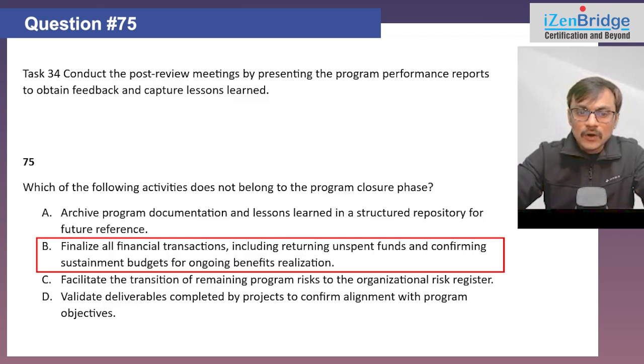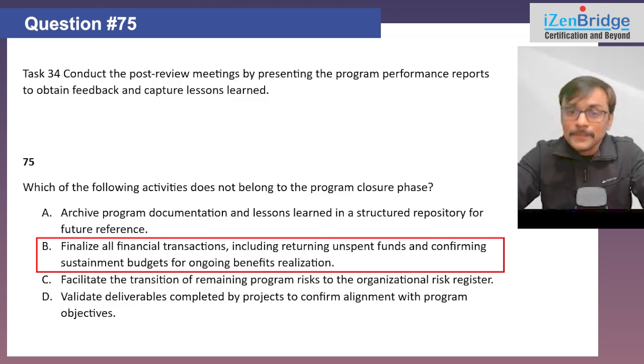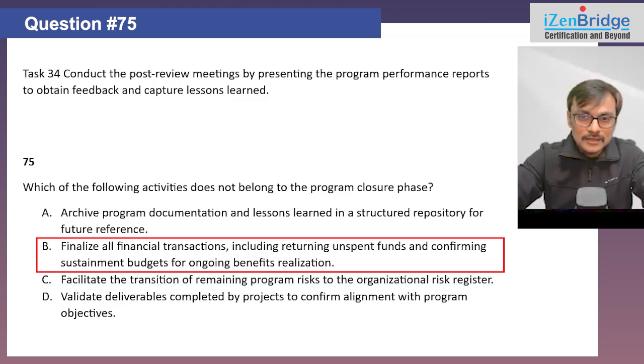Option B, finalize all financial transactions, including returning unspent funds and confirming sustainment budget for ongoing benefits realization. Now, some of you may think these are not part of closure. They are part of closure. That's the only thing which I think can look a little confusing.